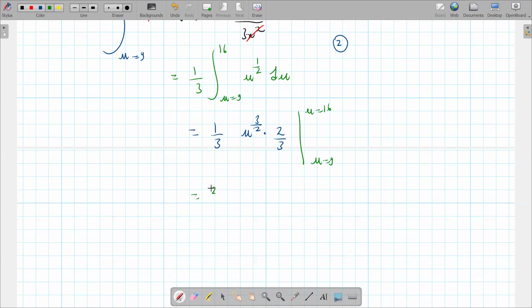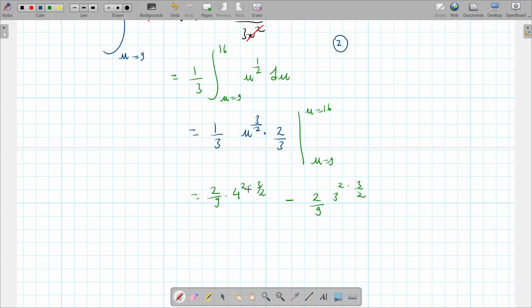So here you have 2 over 9 times 16 to the power of 3 over 2. Well, 16 is 4 squared, so I'm going to write it as 4 squared to the power of 3 over 2, minus 1 over 3 times 3 squared. 9 is 3 squared, so I'm replacing u with 3 squared times 3 over 2. This again becomes 2 over 9.